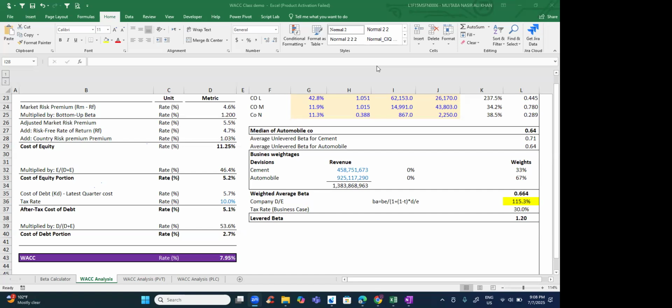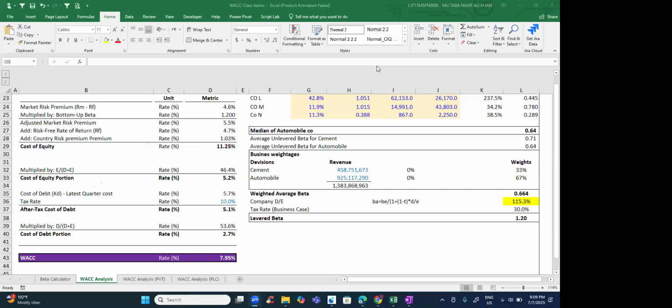Somebody else was asking a question. Please ask. Sir, where can we find the country risk premium? Which risk premium? Country risk. Two sources. Bloomberg, it is paid. Otherwise, Damodaran.